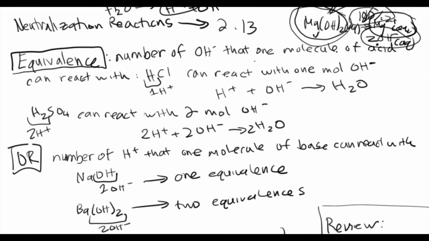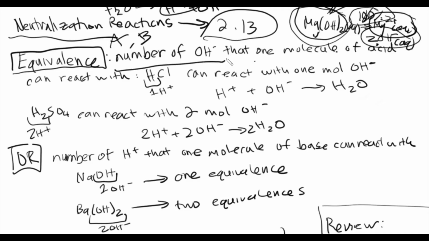Now, let's talk about neutralization reactions. We talked about these all the way in the beginning, 2.13. That's the video if you want to check it out. But if you know what you're doing, and if you know what neutralization reactions are, by the way, they happen between acids and bases, let's move on. So, I want to introduce a concept called equivalence. An equivalence is the number of hydroxide ions that one molecule of acid can react with.